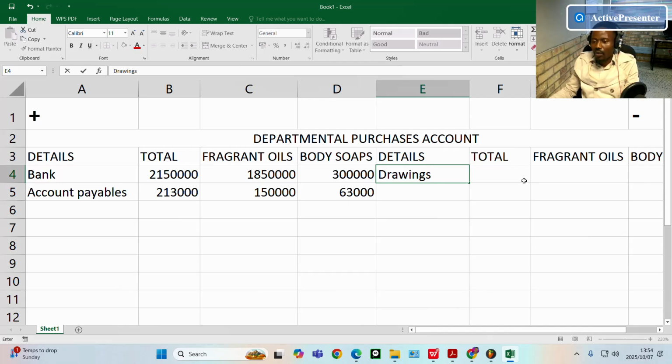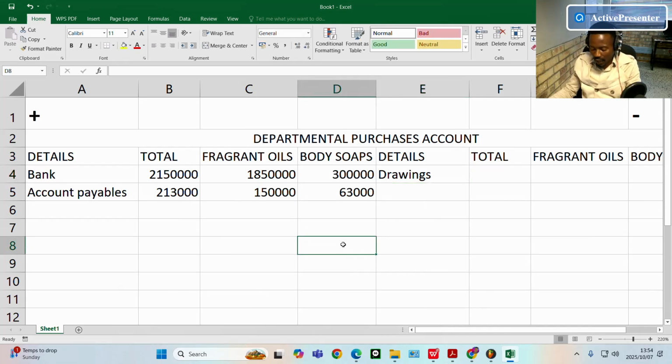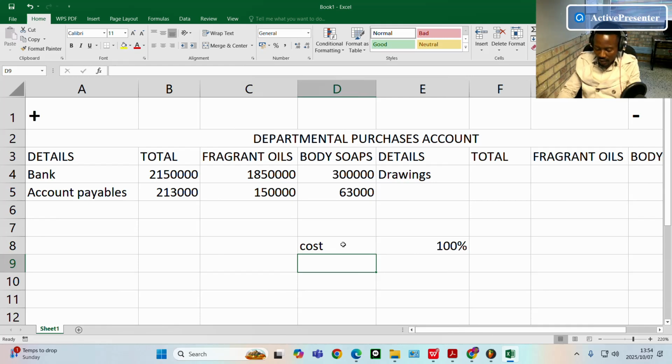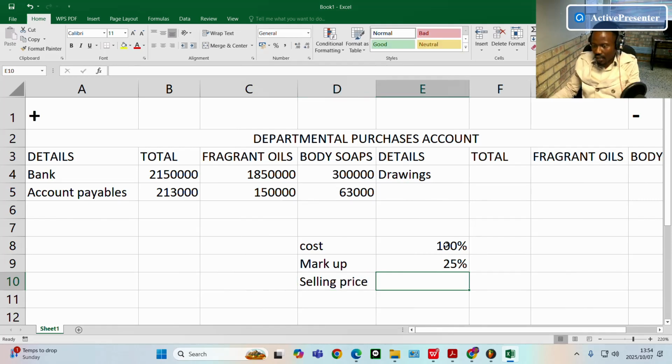All right. We should remember to actually do a calculation. Let me just do it on the side. I'll delete it later. When they say on cost, it means cost price. So cost is 100%, and then the markup or profit. Let me just call it markup. In this case, they said 25%, making the selling price 125%.